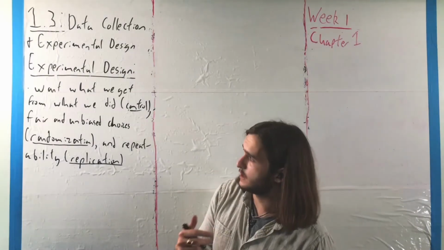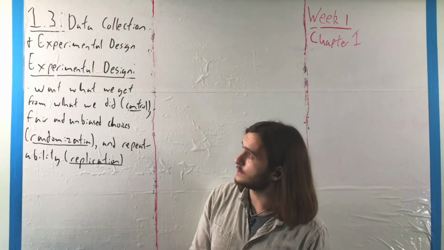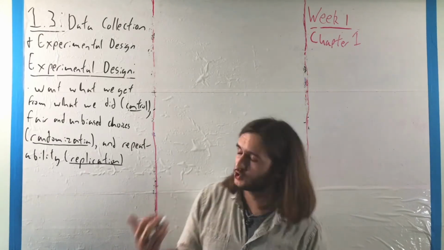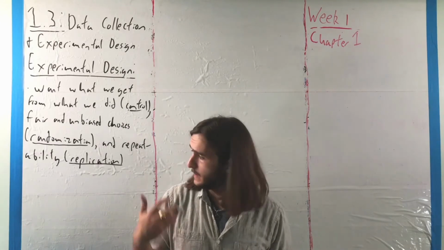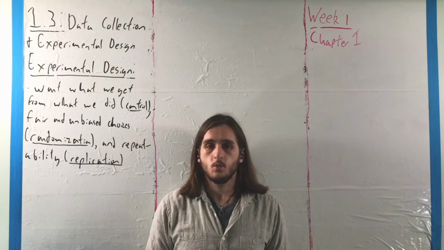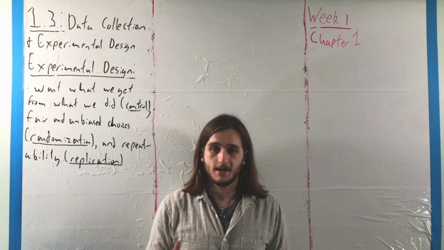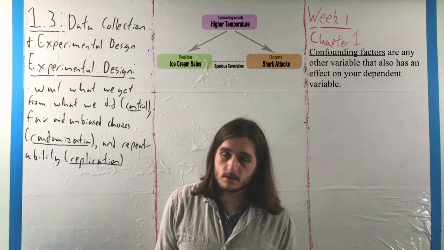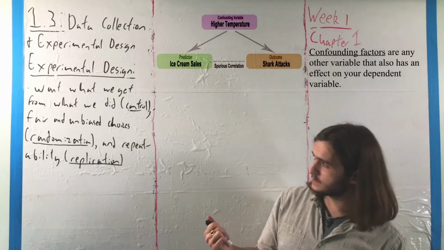When we work with an experiment, we have a few goals to keep in mind. Mainly, we want to be able to have control, randomization, and replication. That is, we want what we get to actually have come from what we did. We don't want confounding factors, as it were, throwing off our results.